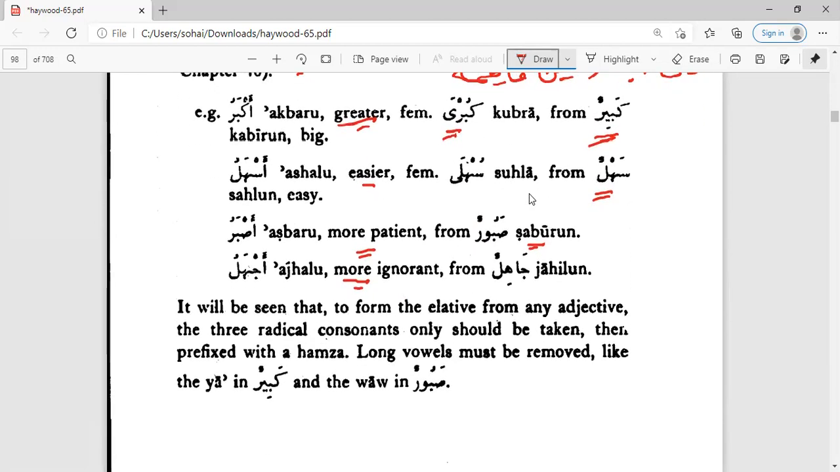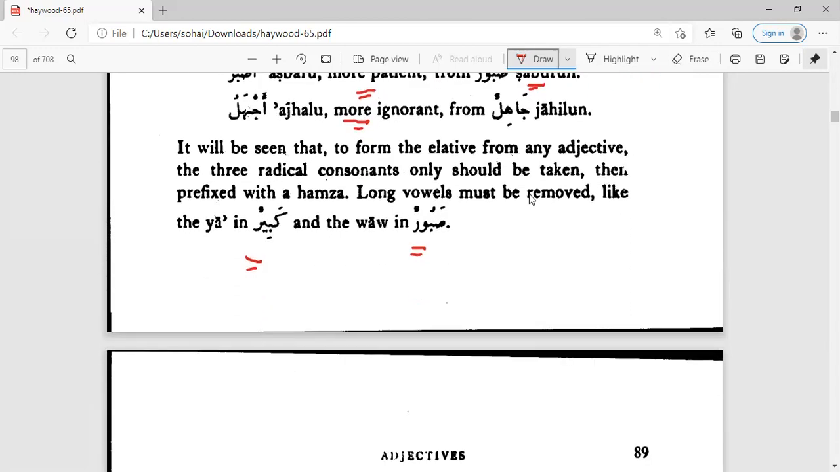So here we notice that for Kabirun and Saburun, we take away the additional words. We just look at the root words. What are the root words? Kabir, Kabara, right? We just take the root word, we get rid of the ya, it's not essential, it's not a root letter, and we just add alif for masculine, and it becomes akbaru. Same with Saburun. What's the root? Sabara, right? So we just add alif: asbaru.